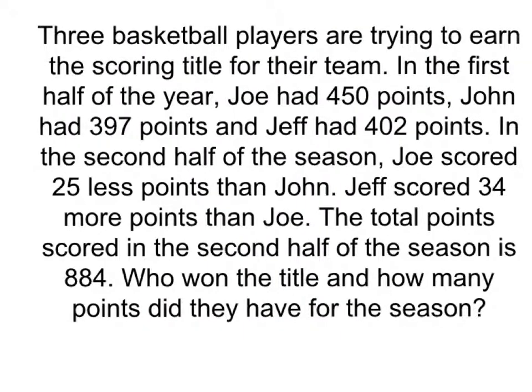Three basketball players are trying to earn the scoring title for their team, which means the player that scores the most points in a season. In the first half of the year, Joe had 450 points, John had 397 points, and Jeff had 402 points. In the second half of the season, Joe scored 25 less points than John. Jeff scored 34 more points than Joe. The total points scored in the second half of the season is 884, and that is for the second half of the season only. Who won the title and how many points did they have for the season?